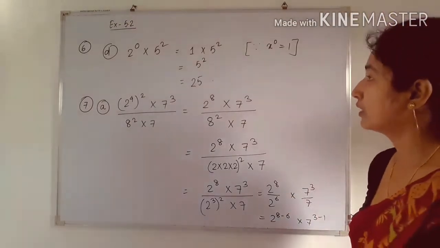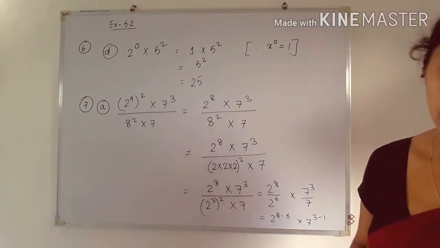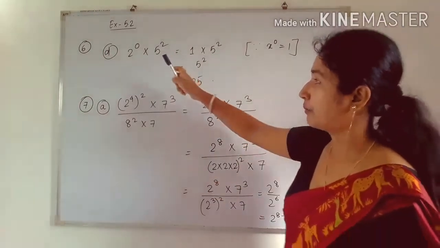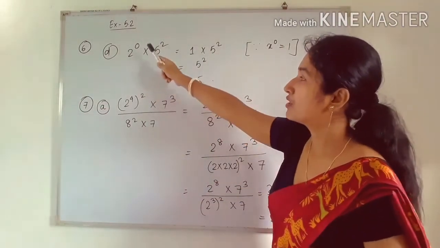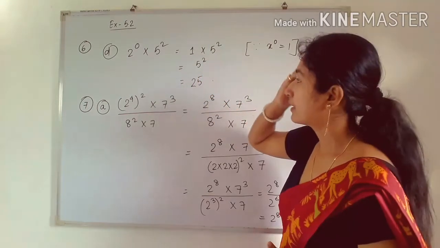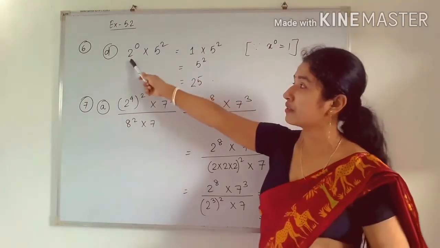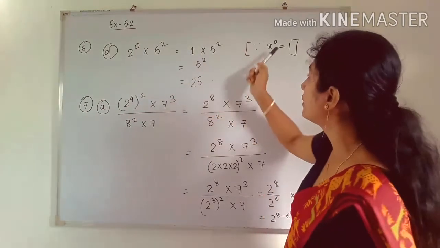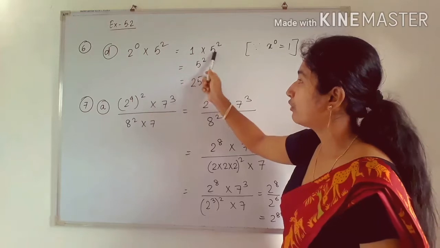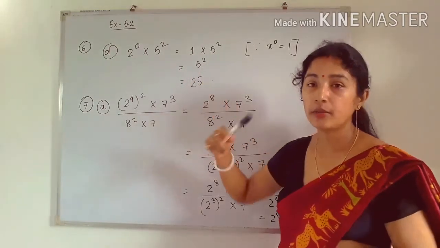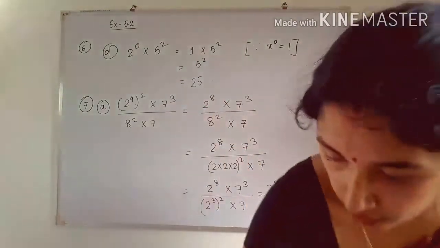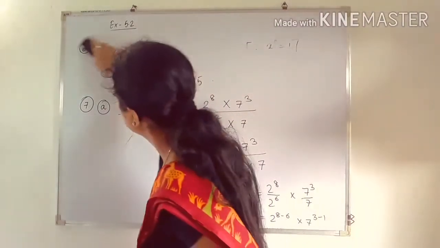So the next question number 6. Again you have to simplify. So number D, I'm doing number D. So 2 to the power 0 into 5 square. 2 to the power 0 is 1. You know, if the base is a rational number and the power is 0, then we can write the value as 1. 1 into what? 5 square. So 1 into 5 square will be 5 square, and the meaning of 5 square is 5 into 5, that means 25.